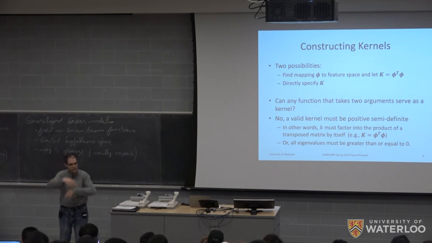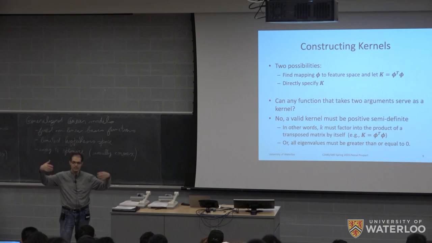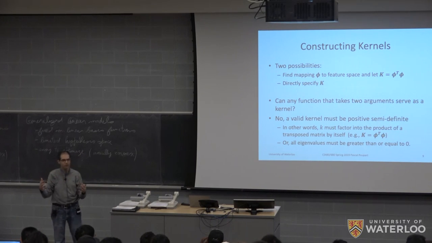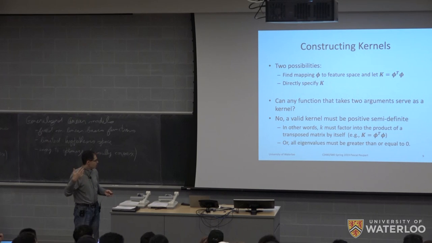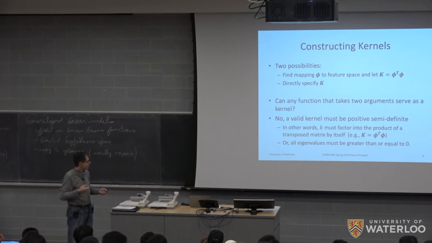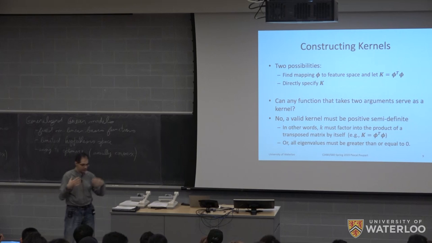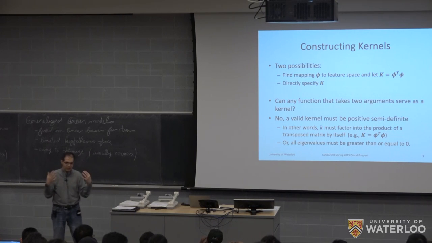We cannot just take an arbitrary function and declare, oh, this is my kernel. So we have to pick functions that have an implicit correspondence with phi transpose phi. Those functions that will have an implicit correspondence, essentially, they need to be positive semi-definite. This is not a course about linear algebra or optimization, but if you're familiar with this concept, right?